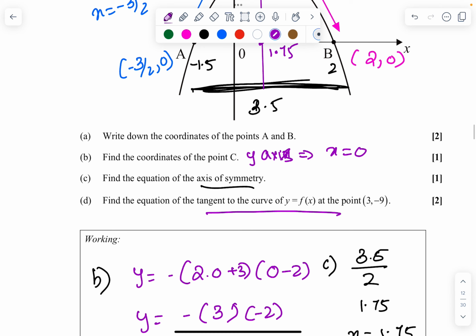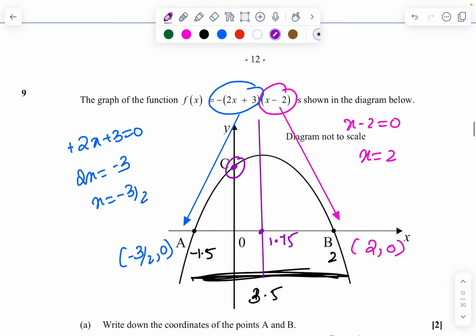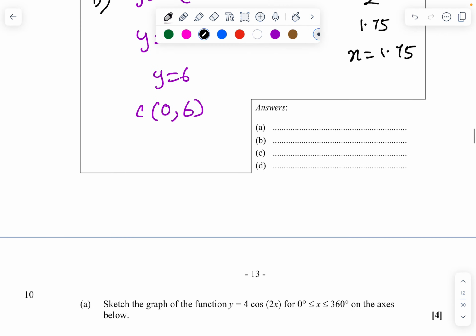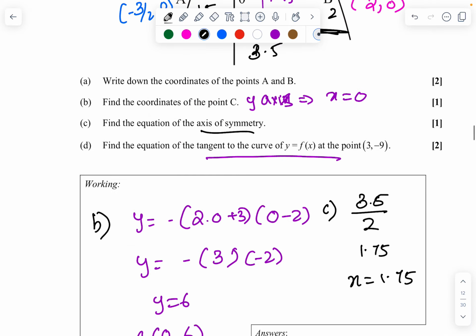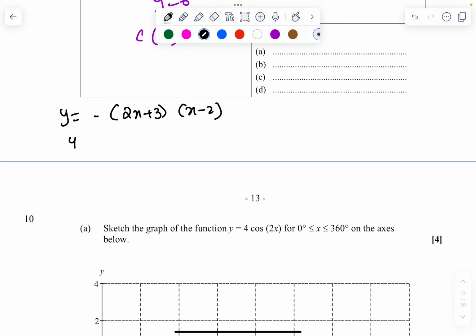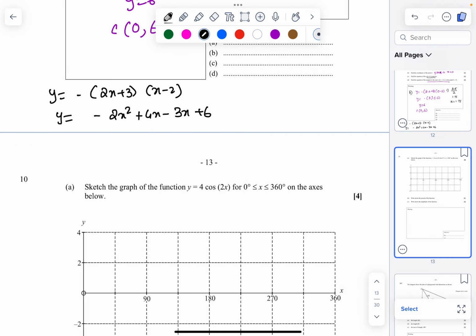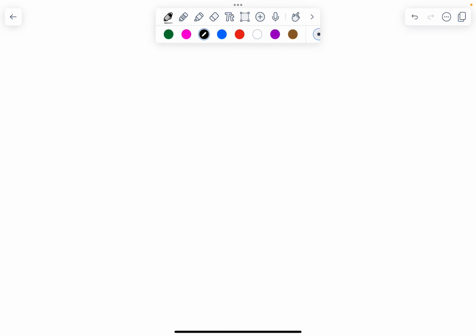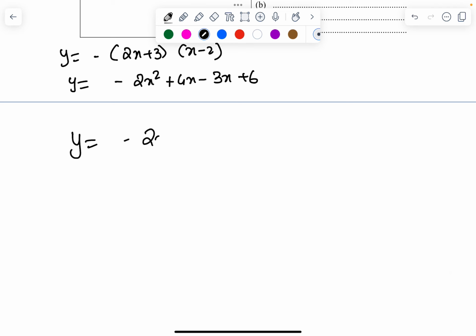Find the equation of a tangent to the curve at (3, minus 9). So y equals negative 2x plus 3 times x minus 2. I want to find an equation of a tangent. So what am I going to do? Expand it out: y equals minus 2x squared plus 4x minus 3x plus 6. So y equals minus 2x squared plus x plus 6. So I find dy by dx is minus 4x plus 1.